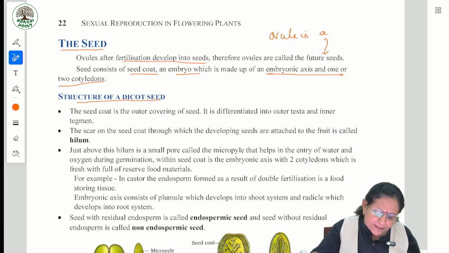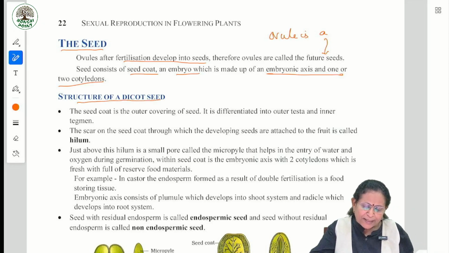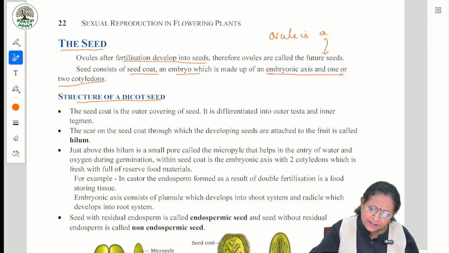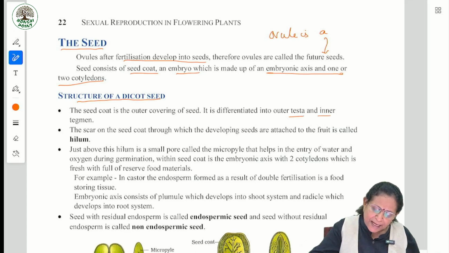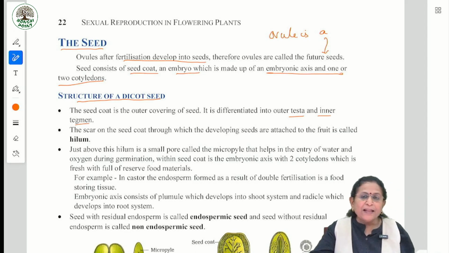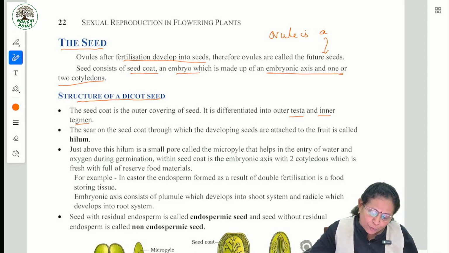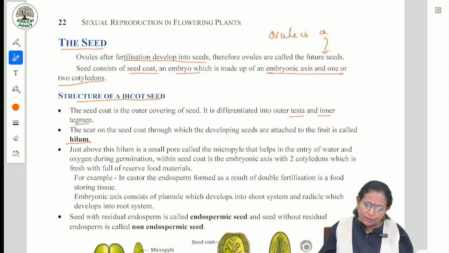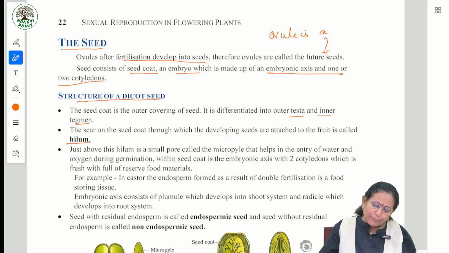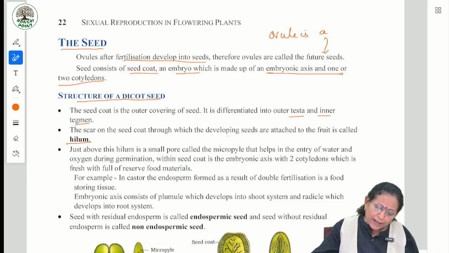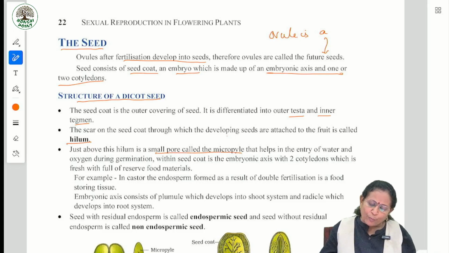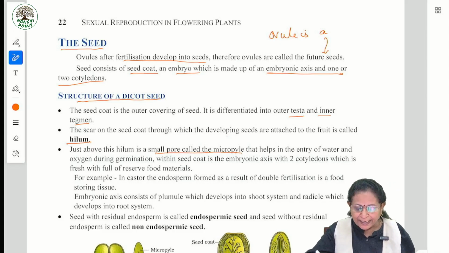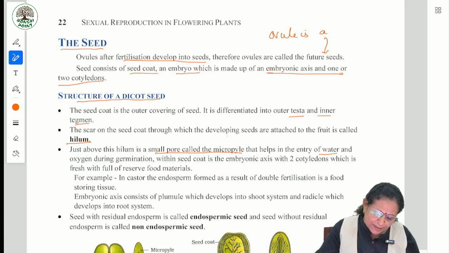Structure of a dicot seed. The seed coat is the outer covering of the seed. It is differentiated into outer testa and inner tegmen. The scar on the seed coat through which the developing seed is attached to the fruit is called hilum. Just above the hilum is a small pore called micropyle that helps in the entry of water and oxygen.